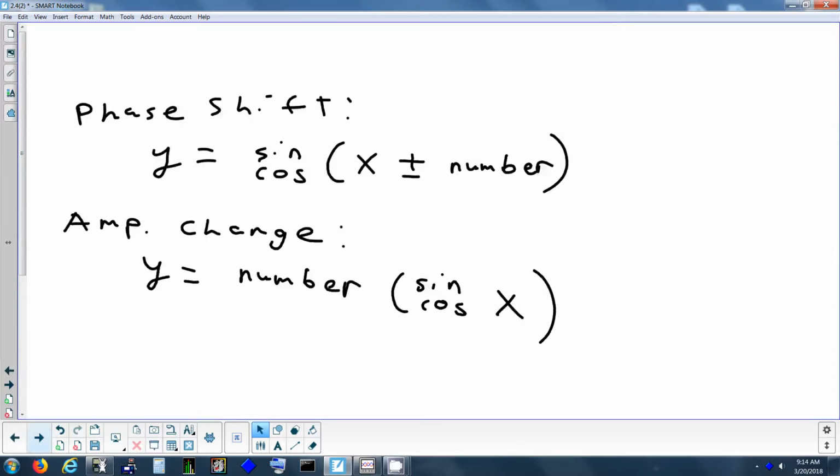Okay, so what I would probably do at some point, if you're going to make a reference sheet, I would have all 4 of these in the same spot, and I would have this kind of stuff written so you know what to look for. Phase shift, amplitude change. We're also going to do a vertical shift. And then the last one we do tomorrow is a period change. That's the one where the frequency changes.